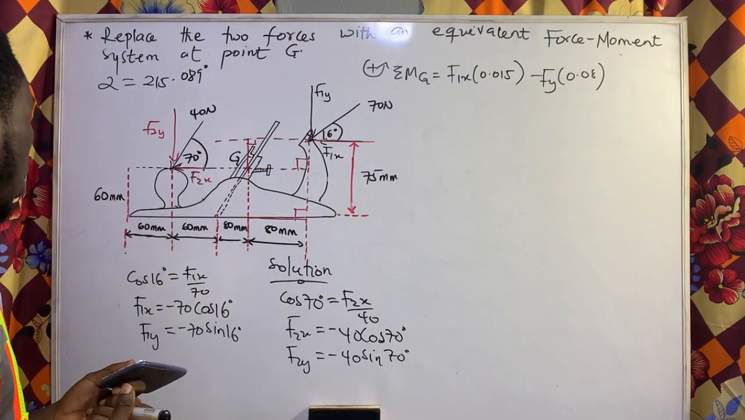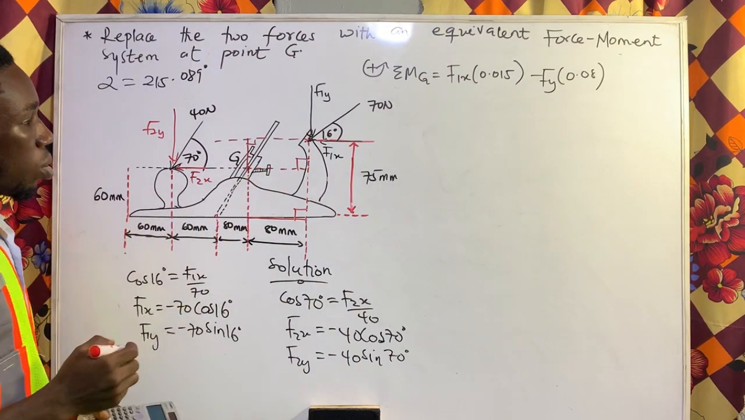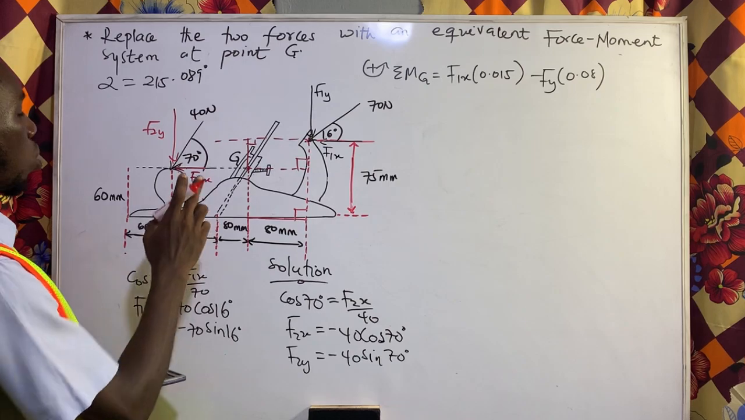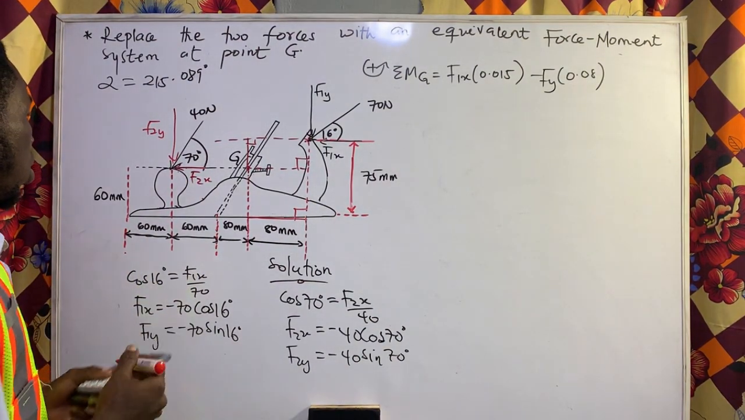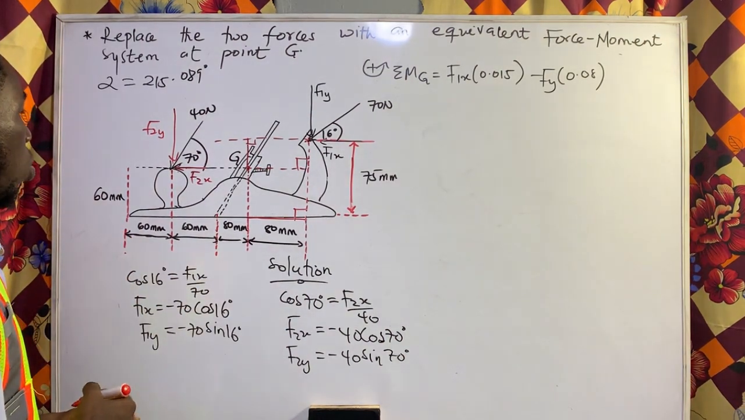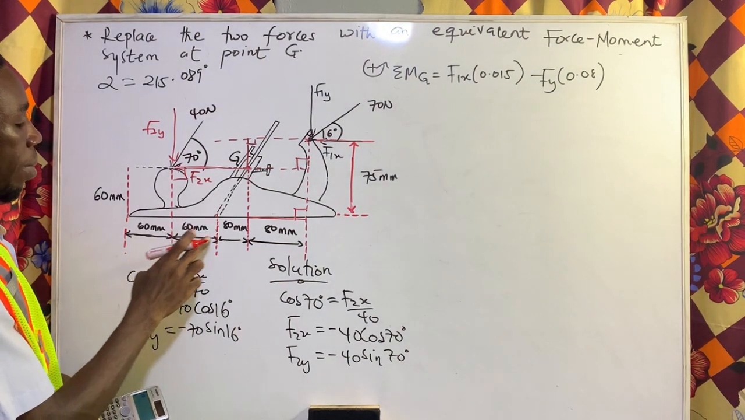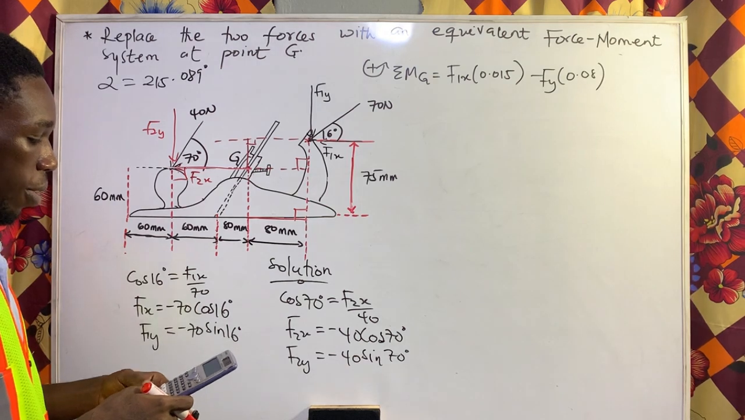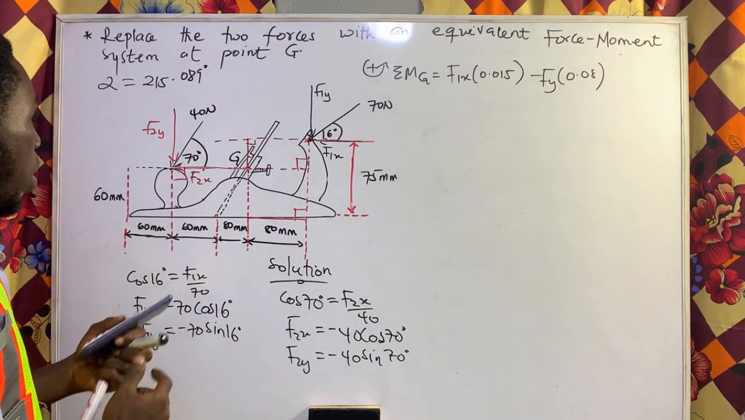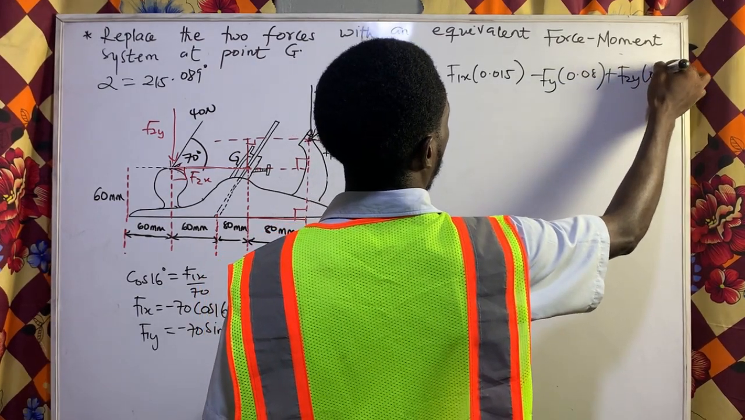Now let's continue. If you consider the x component of the 40 newtons, the line of action passes through point G. That force component is not going to cause any moment about point G, because there is no perpendicular distance. Now let's consider the y component, F2y. F2y will also cause a counterclockwise moment, which is positive. Its perpendicular distance is 60 mm plus 80 mm, which is 140 mm, or 0.14 meters. So that will be plus F2y multiplying 0.14.